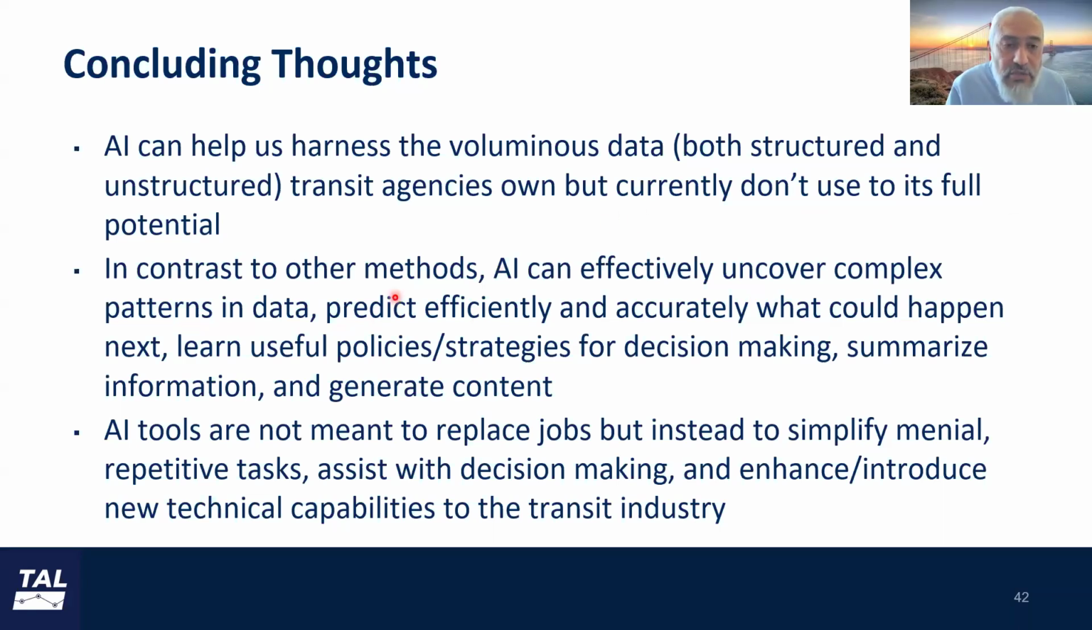We found that AI can also do a very good job with short-term prediction. We've done in a previous study prediction of passenger flows, short-term prediction of bunching, and so on. So AI can efficiently and accurately predict what's going to happen in the near future and even the distant future. In our case with TSP, it can learn in an experimental environment like a simulation model. It can learn complex and sophisticated policies and strategies for decision making.